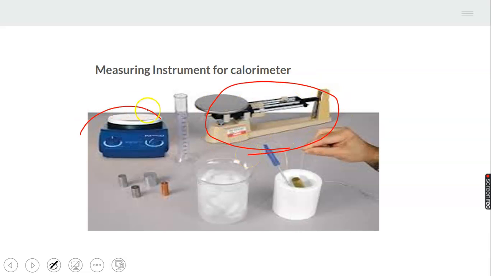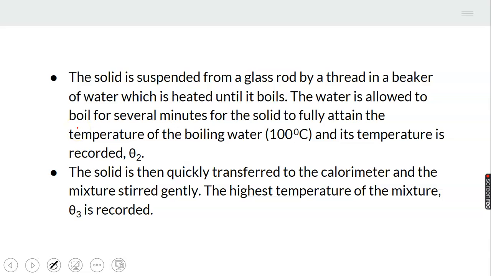If we are not using this, we use this. Then the solid is suspended from a glass rod by a thread in a beaker of water, which is heated until it boils. The water is allowed to boil for several minutes for the solid to fully attain the temperature of the boiling water. It should be at 100 degrees Celsius, and its temperature is recorded as θ2.